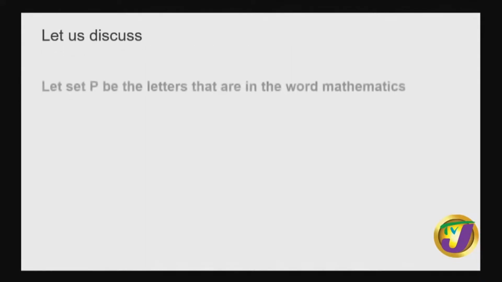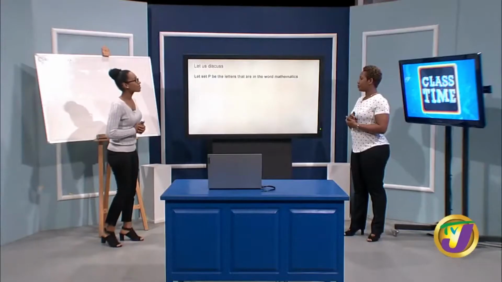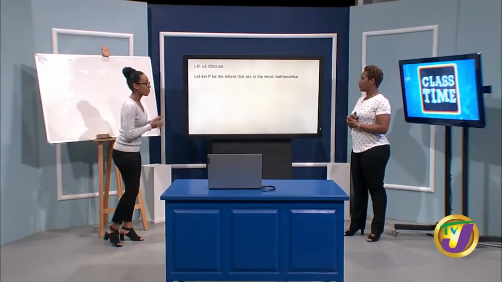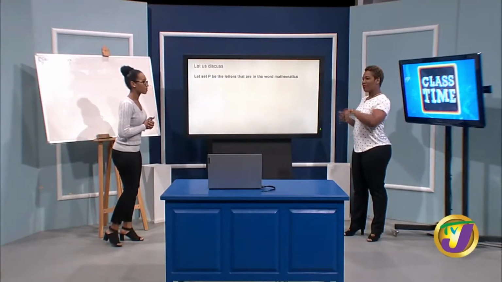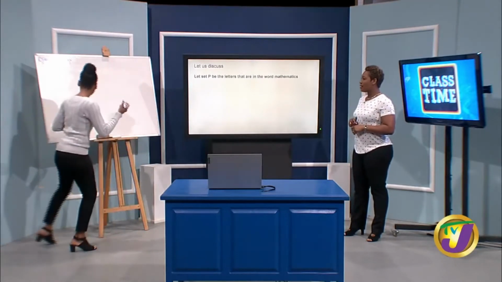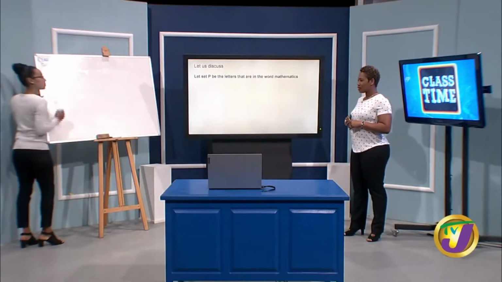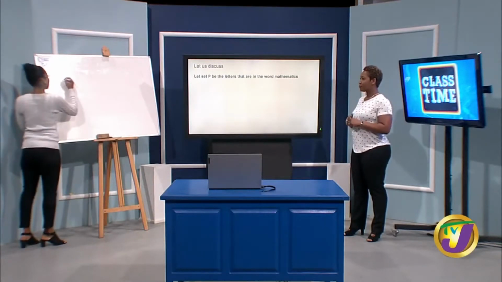So let us discuss here now. We're going to let set P be the letters that are in the word mathematics. And we all know how to spell mathematics, of course we do. All right, so let's list the members then. Right, so we have set P. We name the set P. We use our curly braces.